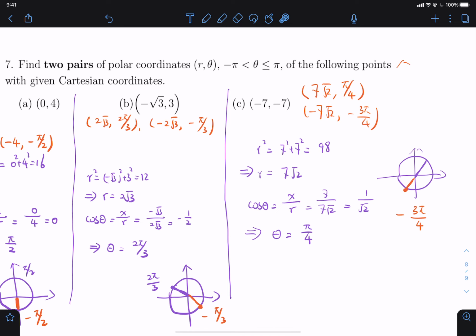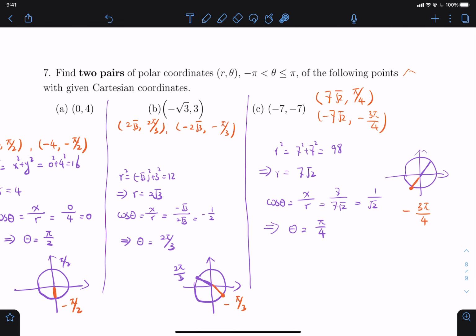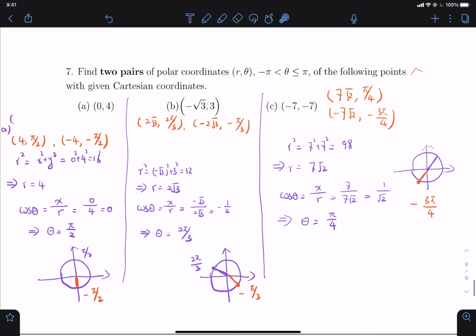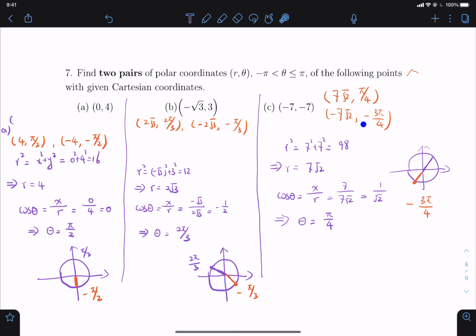So that gives us the first pair, radius 7 square root of 2 with angle pi over 4. And we also need to find the other pair. The idea is the same. Flip the radius so it becomes negative. But at the same time you also need to flip your angle. So it was pi over 4, it was here, and then it goes to the other end, goes to here. So this point is negative 3 pi over 4. This is the angle, negative 3 pi over 4.